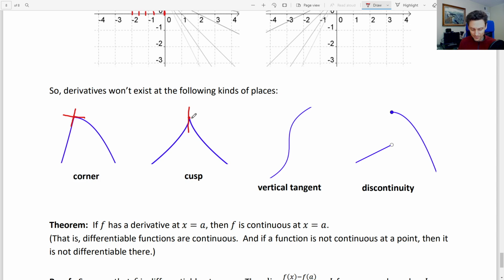By the way, because of that infinite slope, these cusps are really, really dangerous. They're very sharp, so you want to be careful when you touch a cusp. Youch!